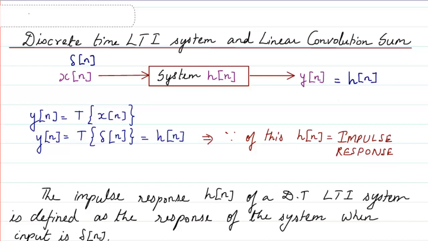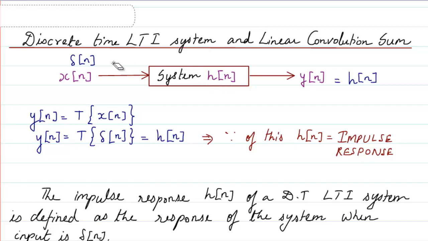That is what is written here: the output y of n is basically the transformation of x of n, and in place of x of n, as an input signal, if you give an impulse signal, the transformation of that will give you an output, and that output will be the same as the system. So that is one way of knowing what the system is. That is the reason why the system is called the impulse response, because this response is because of an impulse signal. So if you give an impulse signal, the response will be the system itself.